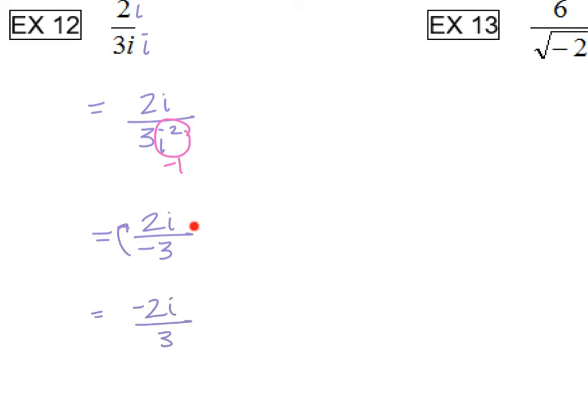This is a negative fraction. This is still a negative fraction, but mathematically we prefer the negative up top. All right, so our final answer has the denominator without the I, which was our goal.